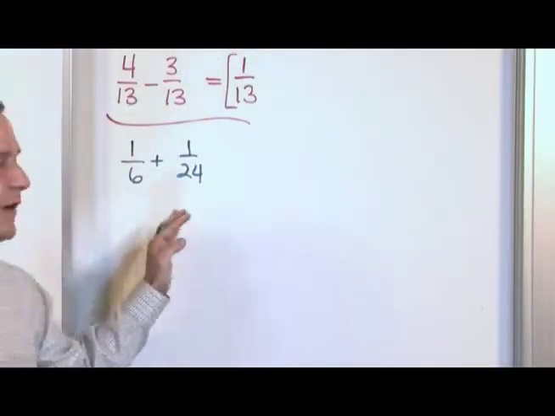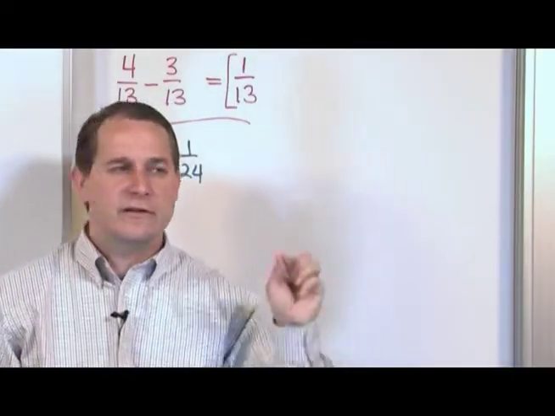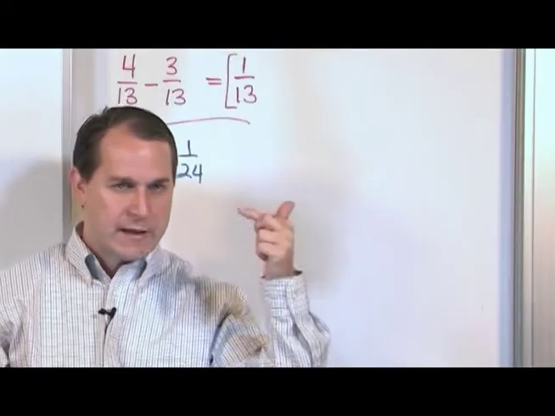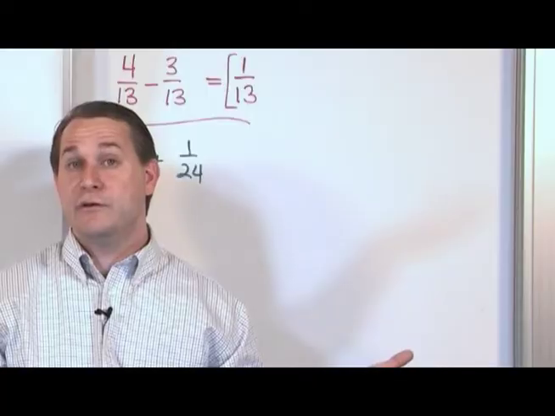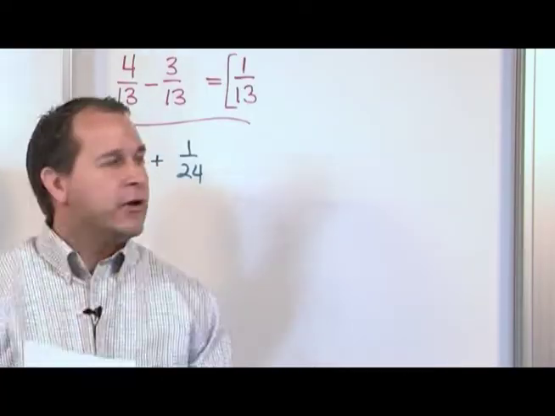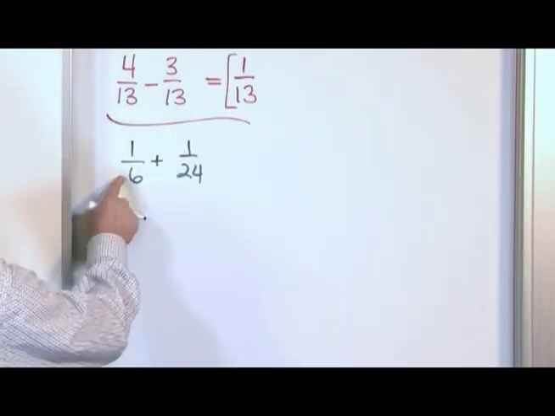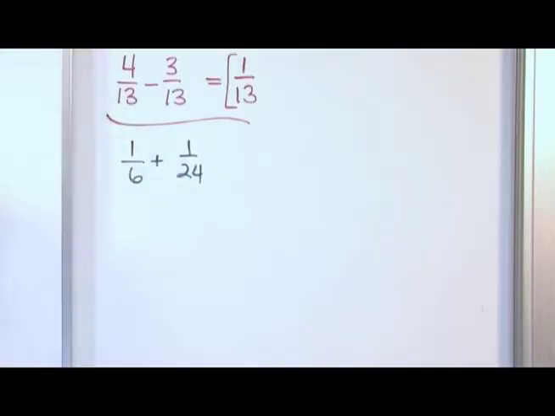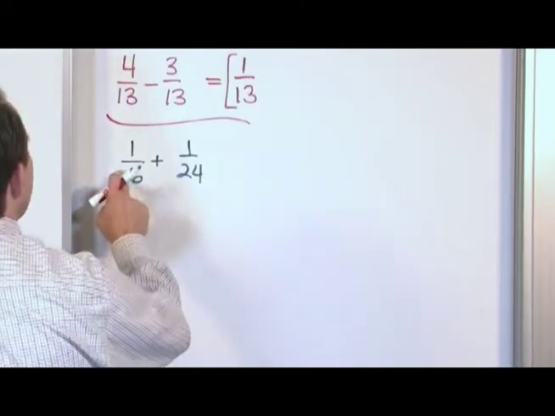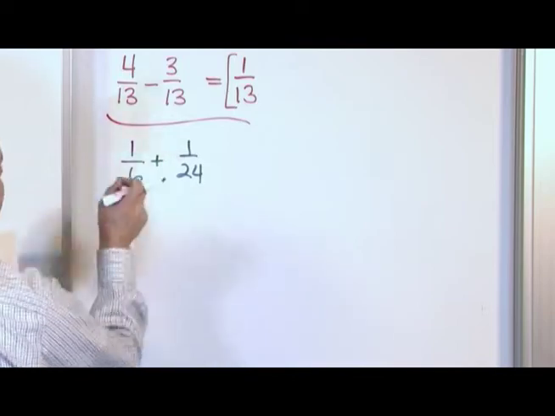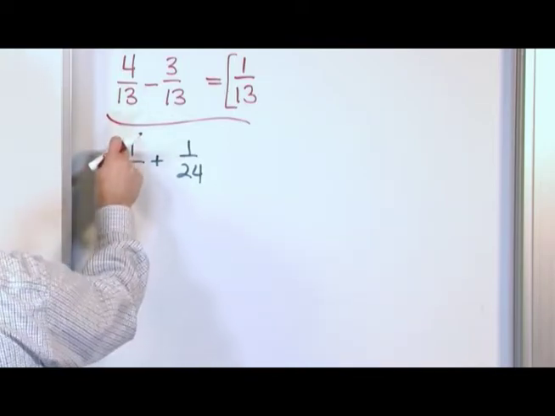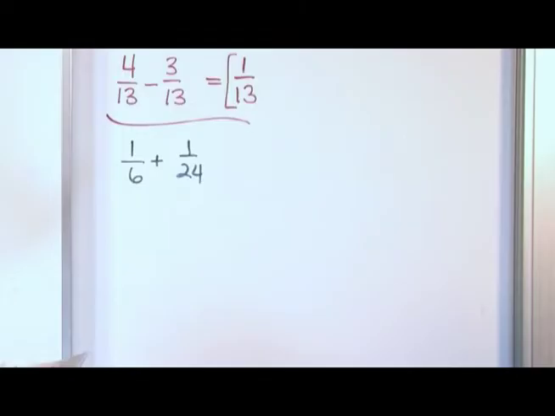I already told you that you can do anything you want to the top and the bottom of a fraction as far as multiplying and dividing. Anything you want, as long as you do it to the top and to the bottom. So if I wanted to change this denominator into a 24, then all I would do is multiply by 4, right? If I wanted to multiply this bottom number by 4, I would get 24 for my new denominator. But the only way to make that legal is to also multiply the top by 4, okay?